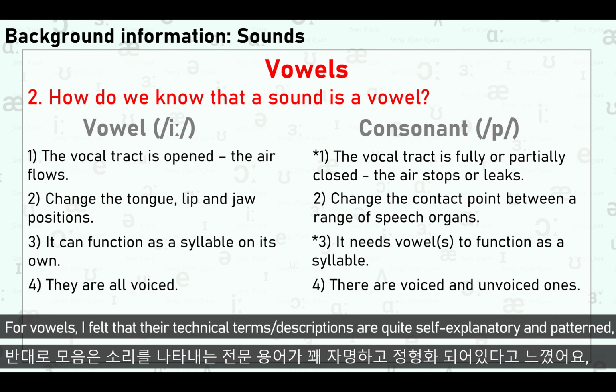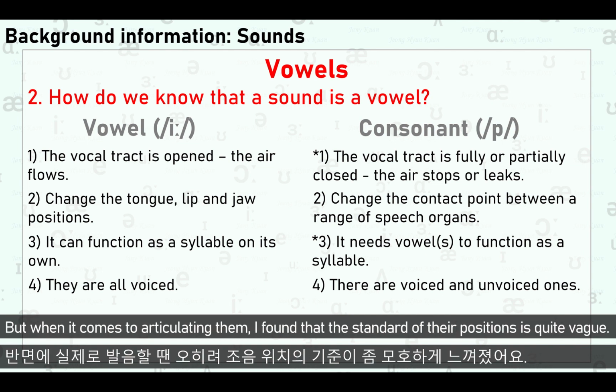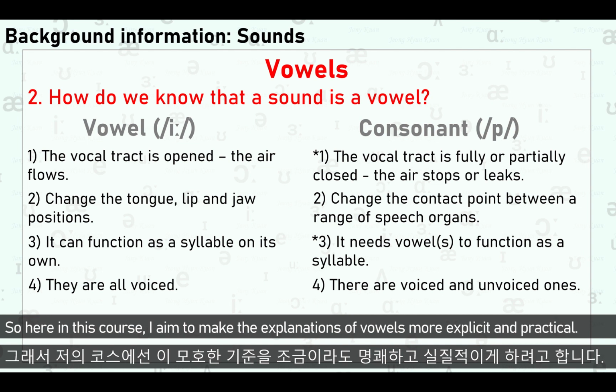For vowels, I felt that their technical terms and descriptions are quite self-explanatory and patterned, because the same speech organs are involved in producing all the vowels. But when it comes to articulating them, I found that the standard of their positions is quite vague. You might understand what I mean as I discuss question 3. So here in this course, I aim to make the explanations of vowels more explicit and practical.